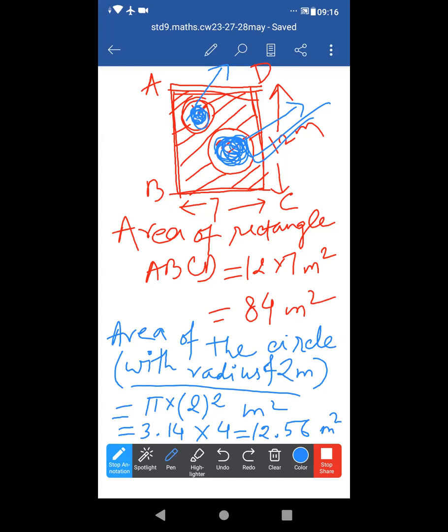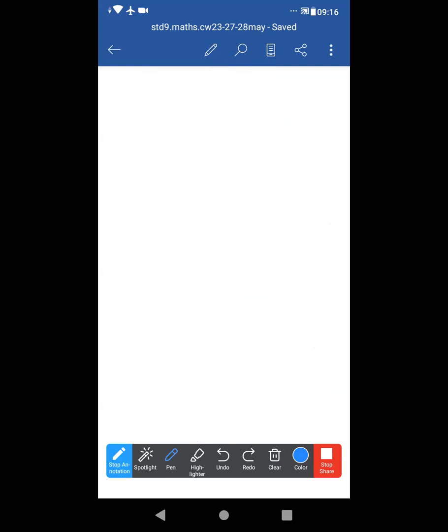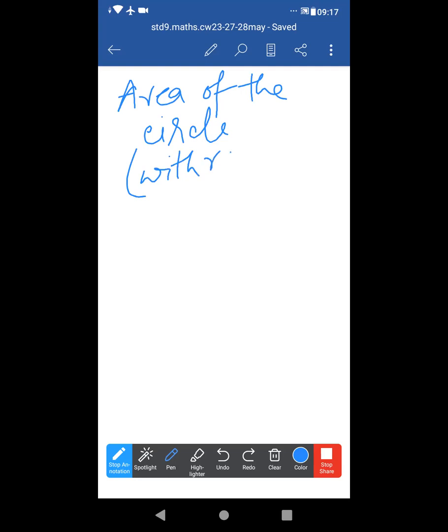Acha, now you have to find out the area of this smaller one. Just write area of the circle with radius in bracket, in place of 2, it will be 1. Area of the circle, in bracket write with radius of 1 meter. Understood? Is equal to, it will be what? 3.14 meter square.